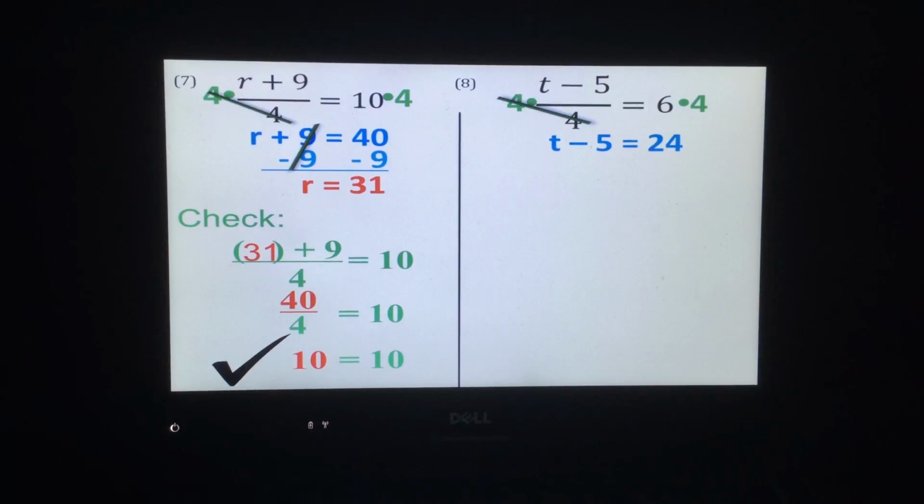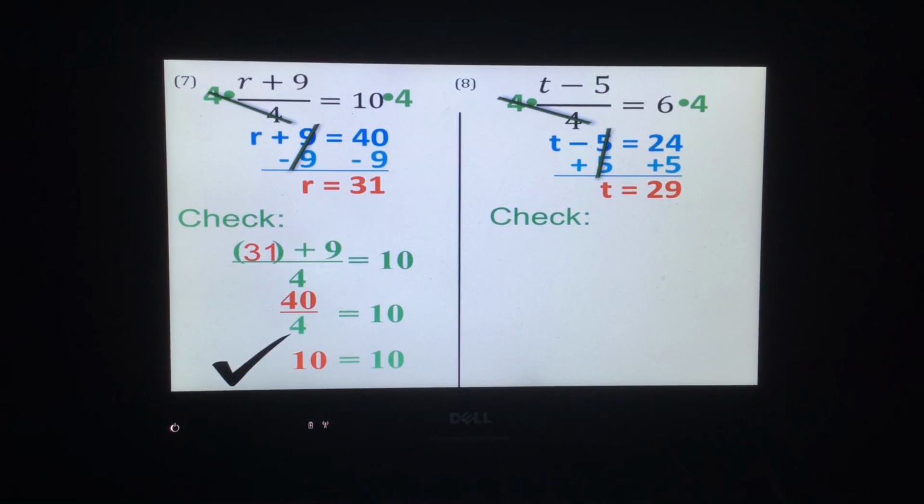So we have t minus 5 equals 24. Now let's get rid of that 5 by doing the opposite. The opposite of subtracting 5 is adding 5. The 5's cancel. T comes down, and then we have 24 and 5. That gets you 29. Okay, let's go ahead and check.